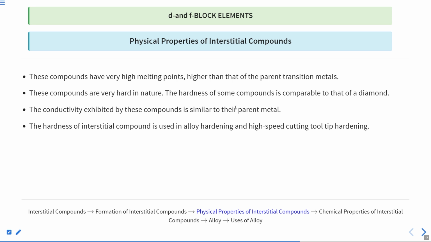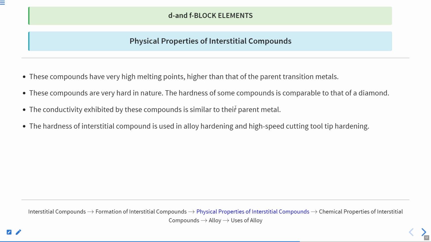These compounds have a very high melting point due to the greater density, because the small holes are now filled up with small elements as compared to the parent transition element. Next, they are of course hard in nature. Third, the conductivity exhibited by the compound is not affected by the interstitial sites. Due to the filling of interstitial sites, the conductivity does not alter much.